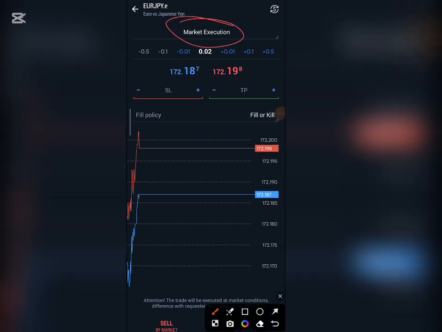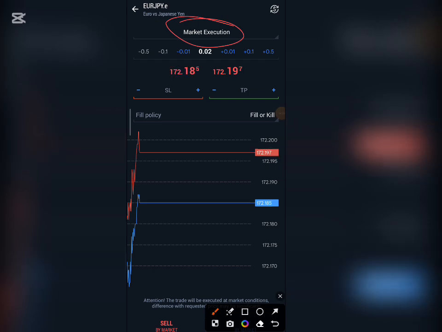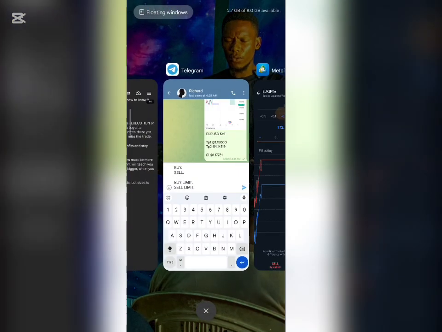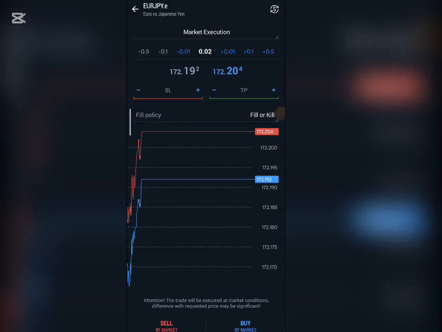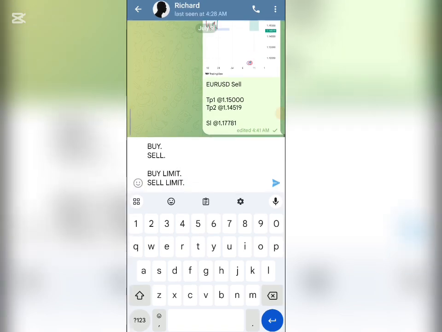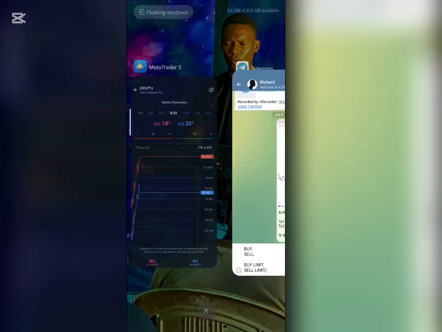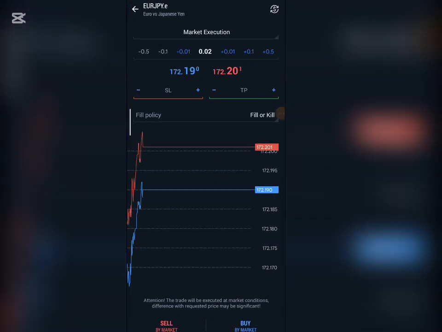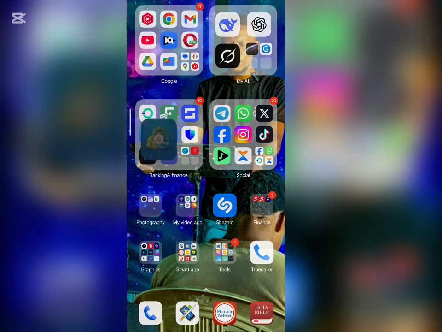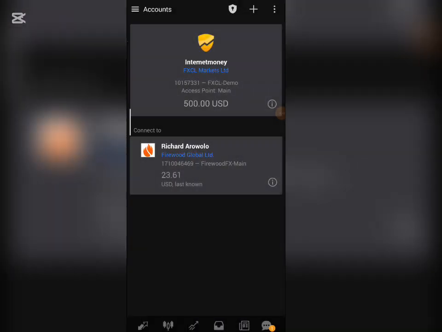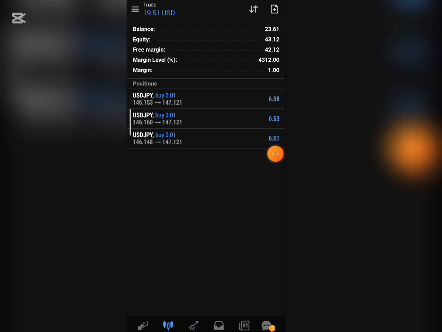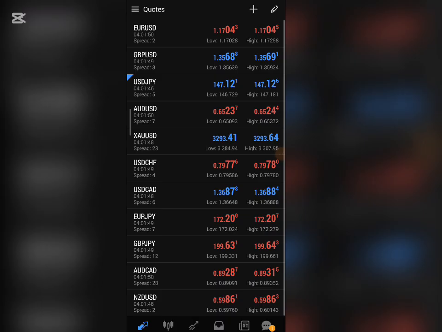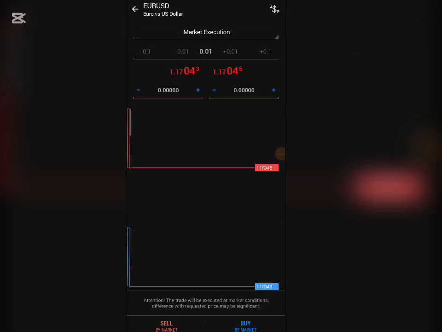We're going to click on market execution. If you use MT4, it could write instant execution. I think so. Sorry, give me a minute. Let me see if that's true. I've switched to my MT4, so I want to find out. All right. Okay, market execution.